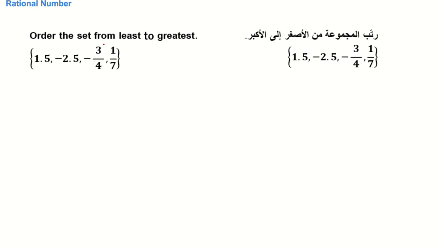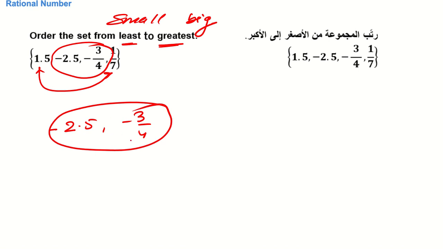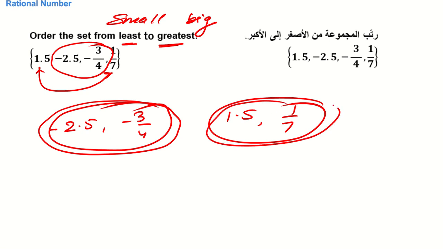Now you see here two numbers are negative and two numbers are positive, and we have to write from least to greatest, means small to big. Of course, a negative number will be smaller than a positive number, so minus 2.5 and minus 3 over 4, any one of these two will be first and second. And then 1.5 and 1 over 7 will be third or fourth. So now we are sure that first and second will be from these two and third and fourth from these two.